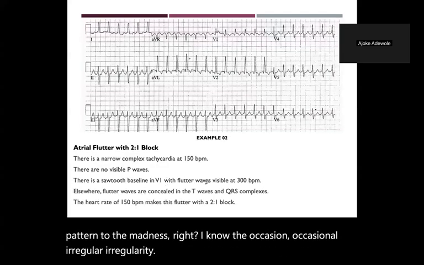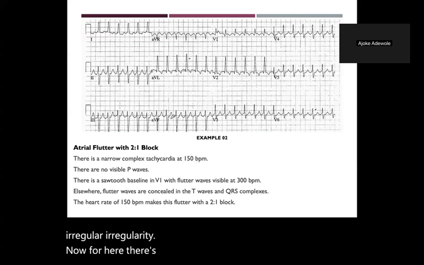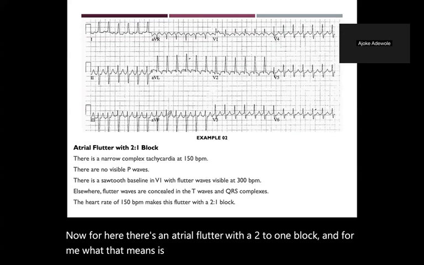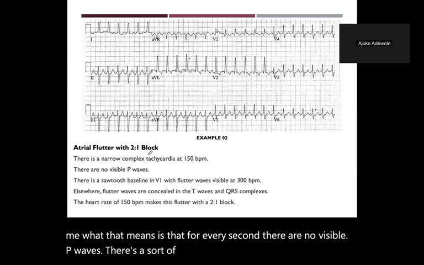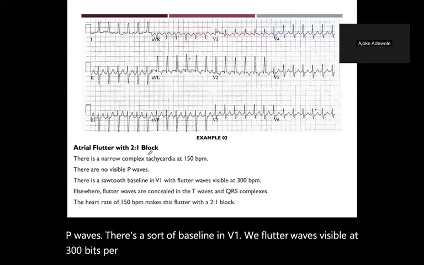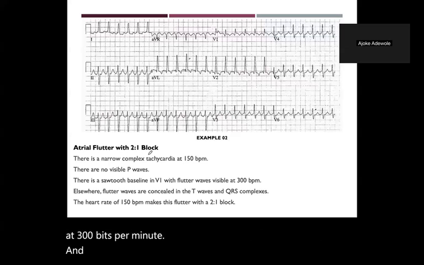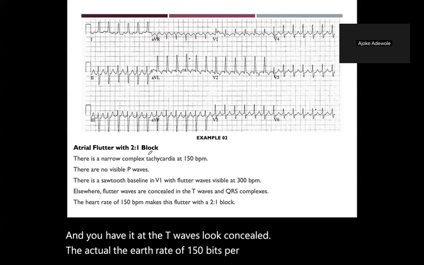Now for here, there's an atrial flutter with a 2-to-1 block. And for me, what that means is that for every second, there are no visible P waves. There's a sawtooth baseline in V1 with flutter waves visible at 300 beats per minute. And you have here that the T waves look concealed. The heart rate of 150 beats per minute with no visible P waves makes this flutter like a 2-to-1 block.